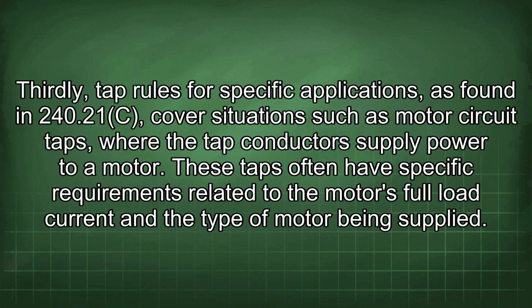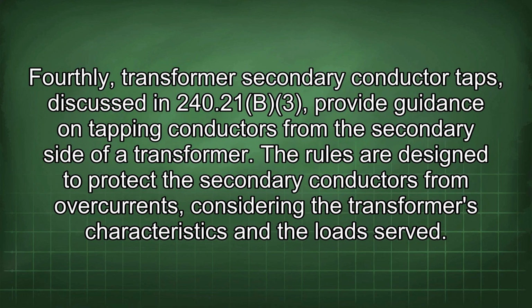Thirdly, tap rules for specific applications, as found in 240.21(C), cover situations such as motor circuit taps, where the tap conductors supply power to a motor. These taps often have specific requirements related to the motor's full load current and the type of motor being supplied. Fourthly, transformer secondary conductor taps, discussed in 240.21(B)(3), provide guidance on tapping conductors from the secondary side of a transformer. The rules are designed to protect the secondary conductors from overcurrents, considering the transformer's characteristics and the load served.